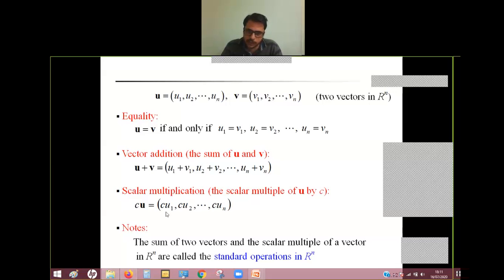Sum of two vectors and scalar multiple of a vector in Rn are called standard operations in Rn. These two operations are called standard operations. Depending on the results of these two operations only, we are going to check whether a given space is a vector space or not.